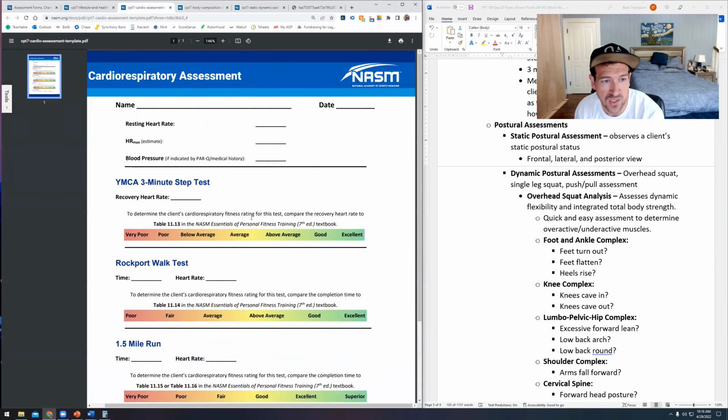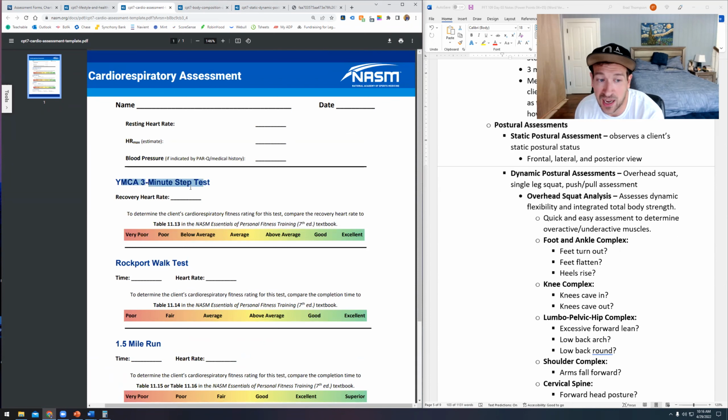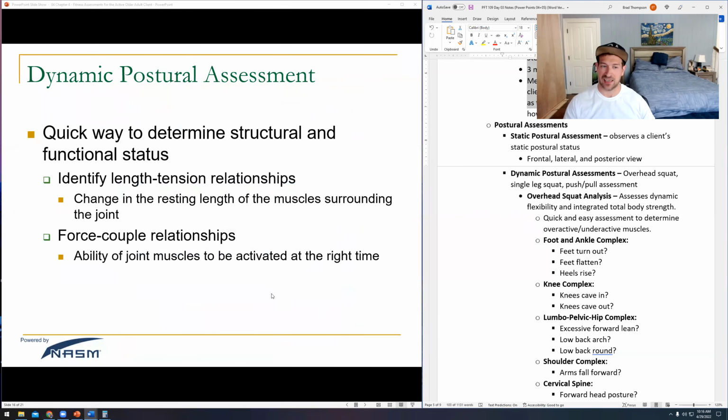A lot of different options out there. Me personally, whenever I can, I do the YMCA step test because it's so fast. And I think that's great. It's very efficient. However, there are plenty of times where I'll do Rockport walk because it's just a little less impactful. It's not going to leave my client debilitated the next day if they have like arthritis or something like that.